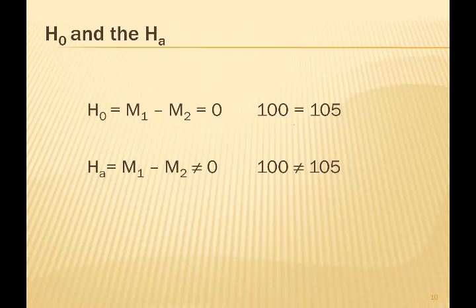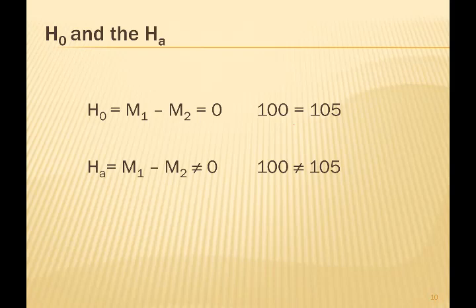H0, if you remember, is the symbol for the null hypothesis. It states that if you were to take one mean away from the other, the difference would be 0. So M1 minus M2 equals 0. Or to say, the two means, 100 and 105, are assumed to be the same, not statistically different.